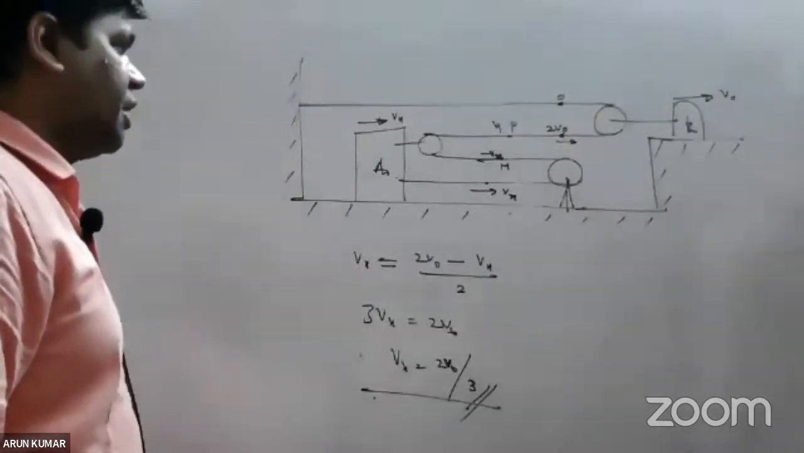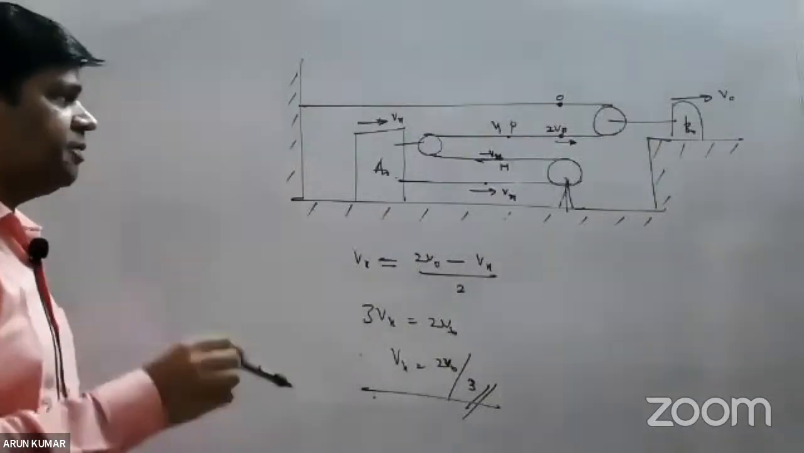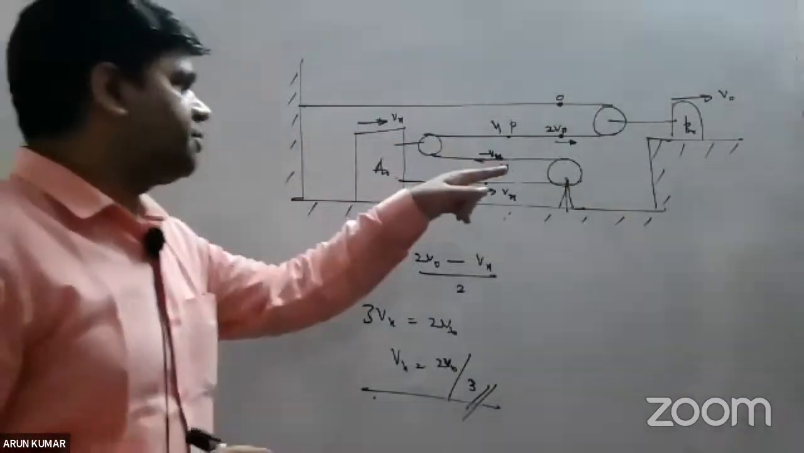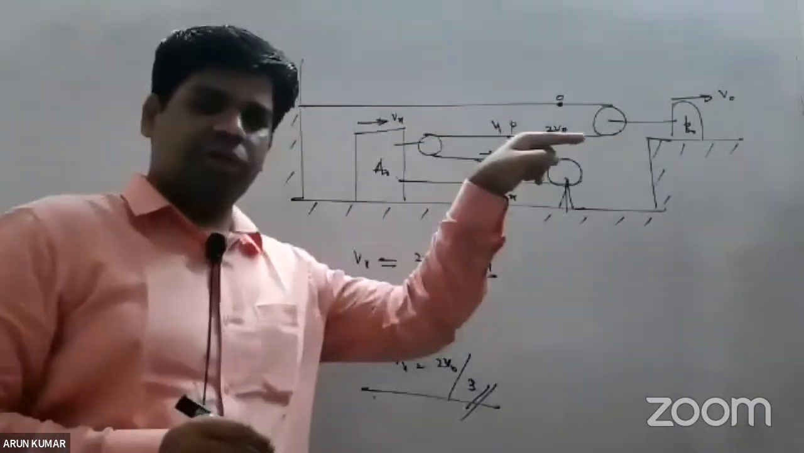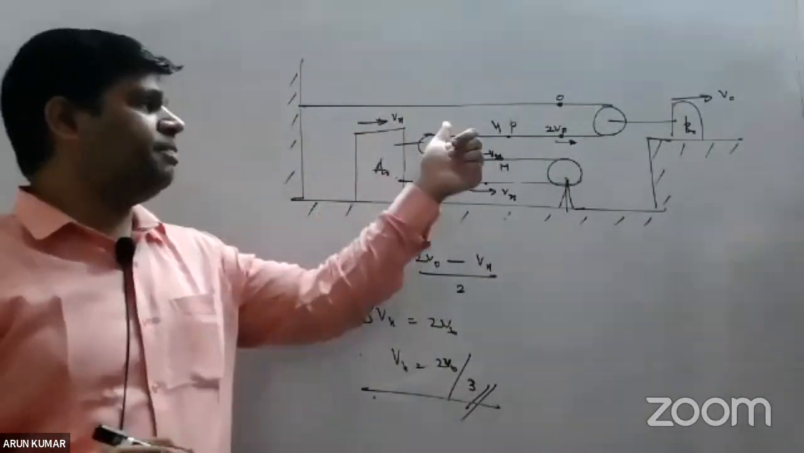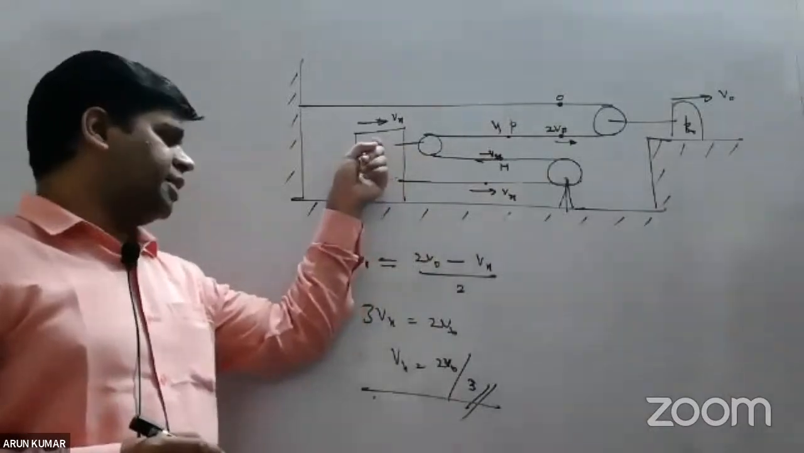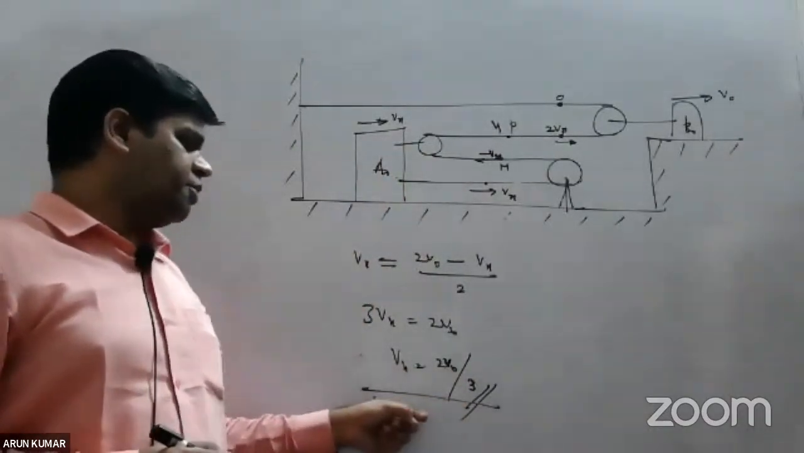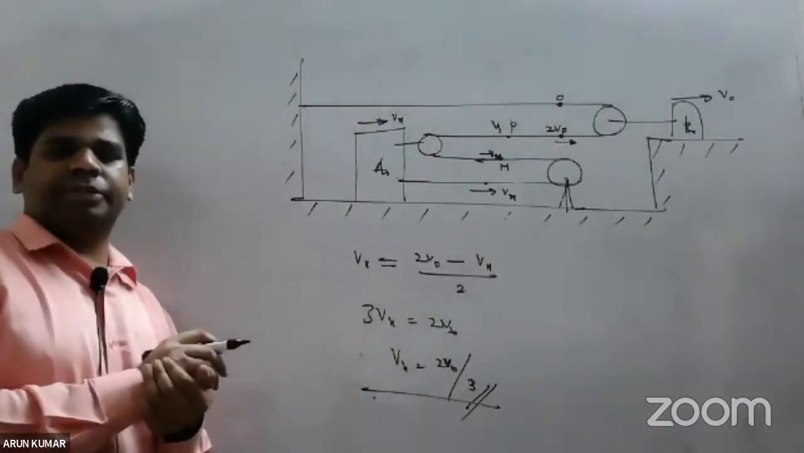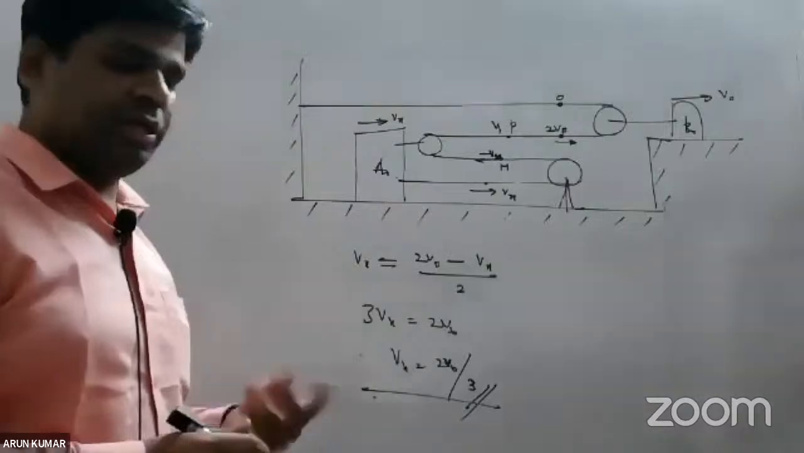Third question is, there is another question. He wants the relative velocity of point P with respect to block A. What do I do? Velocity of P with respect to A. P is going towards right with 2V naught. Relative velocity is Vp minus Va. He wants Vpa, so that is Vp minus Va. Vp is 2V naught, Va is 2V naught by 3. So 2V naught minus 2V naught by 3 is 4V naught by 3. So relative velocity is 4V naught by 3.